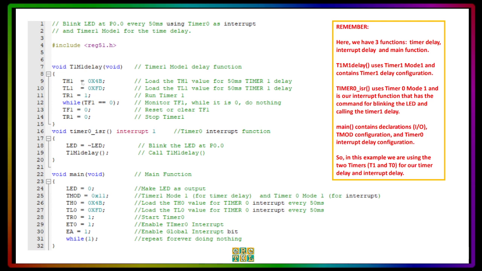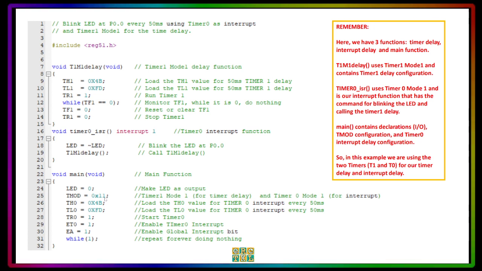You will notice that the name of the timer here is timer 0 ISR, interrupt 1, but you will also notice the appearance of the timer 1 mode 1 delay here. And remember that the timer 1 mode 1 delay will be using TH, TL, TR, TF inside it. Actually, we can also put TMOD here, which will be equal to the timer mode, but in the main you will notice that I already have TMOD equals 0x11. Now, what does this 11 mean? It means mode 1 for timer 1 and mode 1 for timer 0.